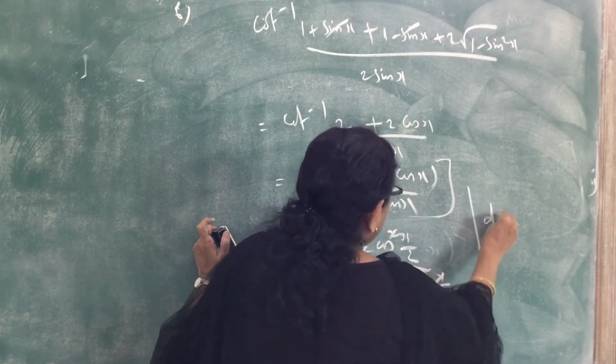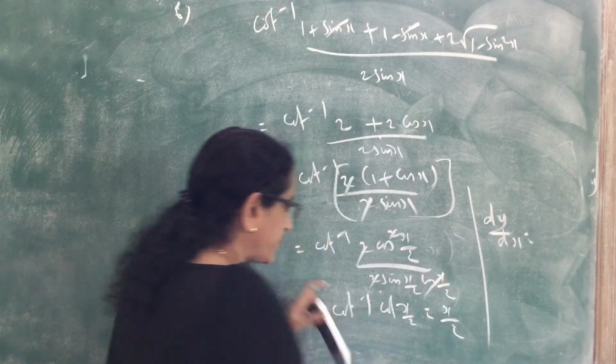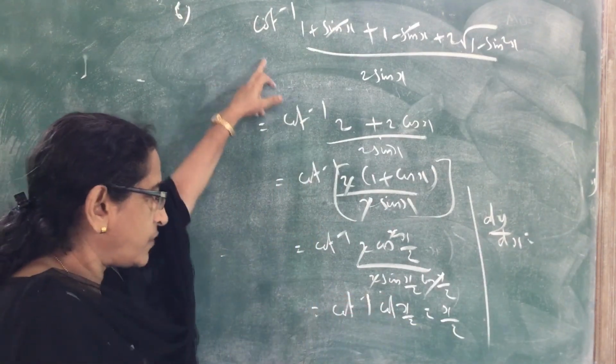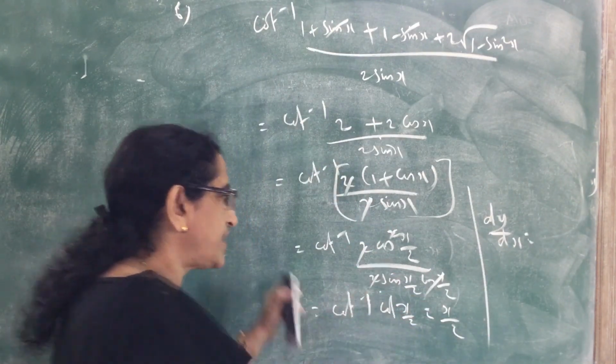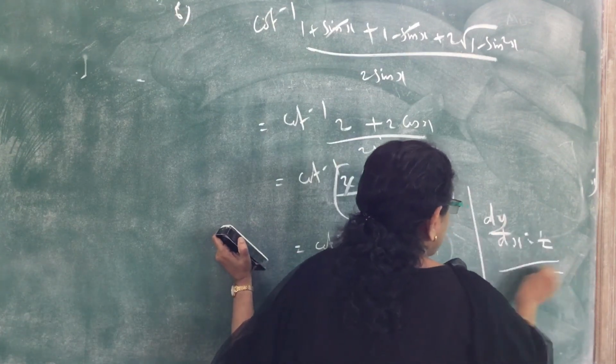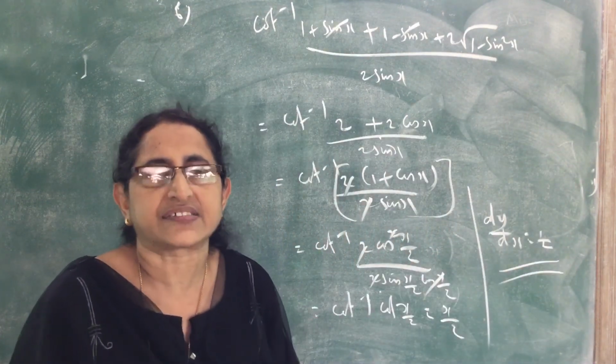So what is dy by dx? The derivative of y, where y equals x by 2, is 1 by 2 into the derivative of x, that is 1. Okay.